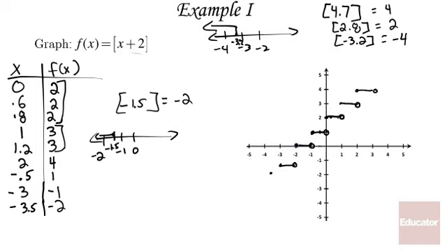So negative 2 is going to be right here for the x value, and the f of x will be 0. But as soon as I get to a little bit bigger than negative 2, the greatest integer is going to be down here. Okay? And so we continue on like that with the steps.